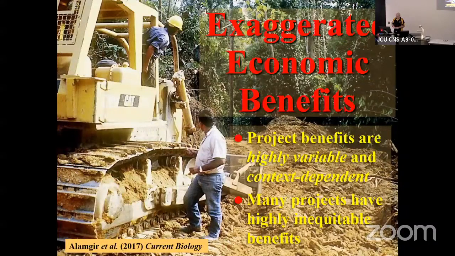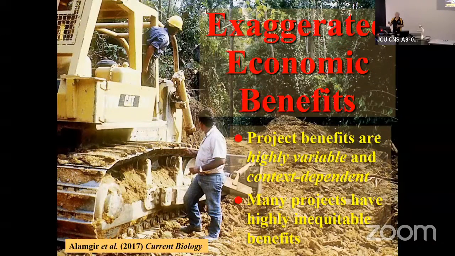We did a literature review, published in Current Biology and led by Mohammed Alamgir, and found that there were oftentimes exaggerated economic benefits in a lot of these major infrastructure projects like hydroelectric dams and major highway projects and other things. The proponents, the land developers and the others who were going to get a direct economic benefit from this, oftentimes were substantially exaggerating the benefits that were likely to occur economically.